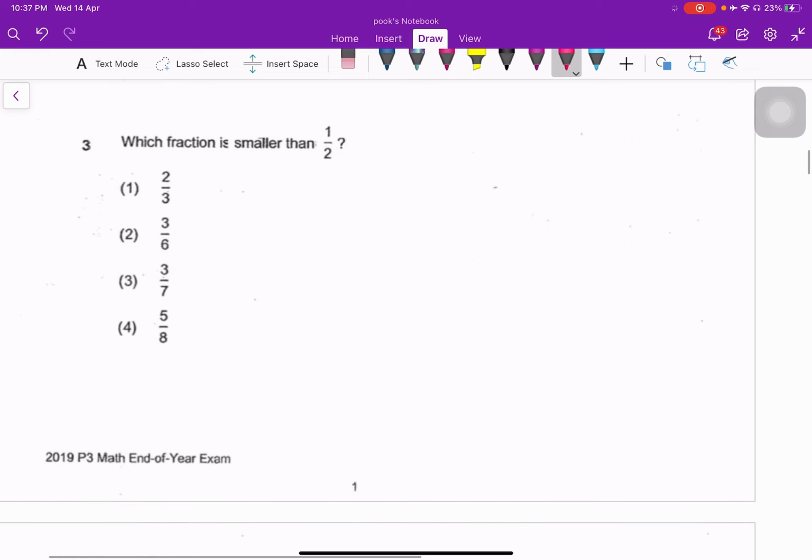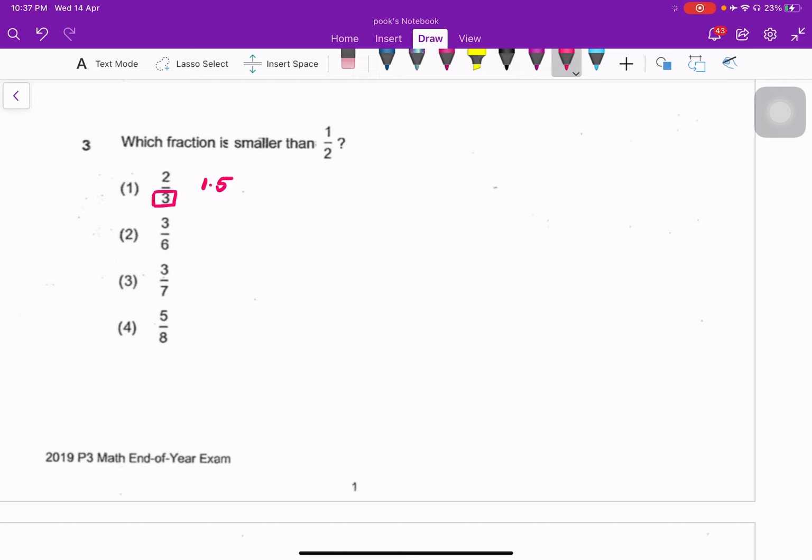Moving on to the next question, it asks us which fraction is smaller than half. So what you want to do is to make the denominator the same so that we can compare these two fractions. So we look at the denominator here for the first option. What is half of 3? It's 1.5. But the numerator here is 2. Is 2 less than or greater than 1.5? It's greater, right? So 2 over 3 is not smaller than half.